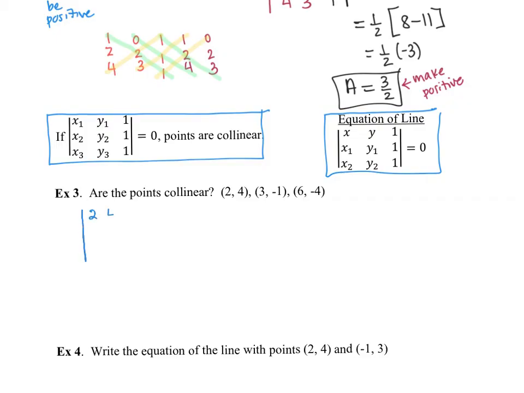So the first point is (2, 4), then (3, -1), then (6, -4). The third column is ones. There is a proof in your book about this. I haven't read it though, so I actually don't even know why this works. It's just kind of cool. Okay, so if this equals 0, it would mean they were collinear. If it doesn't equal 0, it would mean they were not collinear.